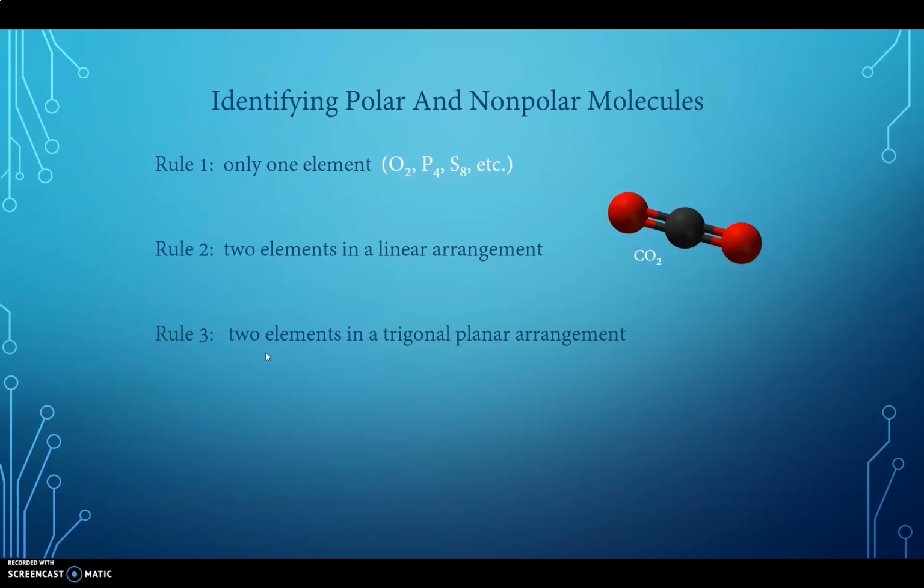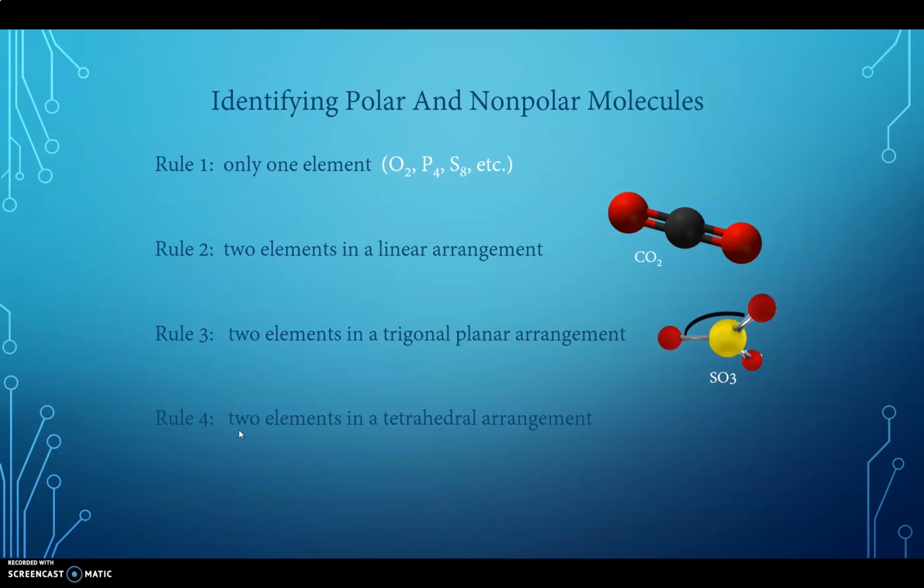Rule number 3 is if you have two elements in a trigonal planar arrangement. So a trigonal planar molecule would be something like sulfur trioxide. In the case of sulfur trioxide, the three oxygens, even though they're stronger than the sulfur, are essentially pulling against each other and canceling one another out. So if you have two elements and it's a trigonal planar arrangement, it will also be nonpolar. And again, not surprisingly, sulfur trioxide is a gas.